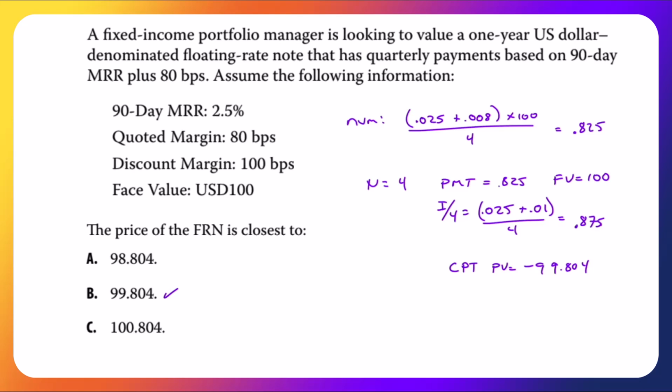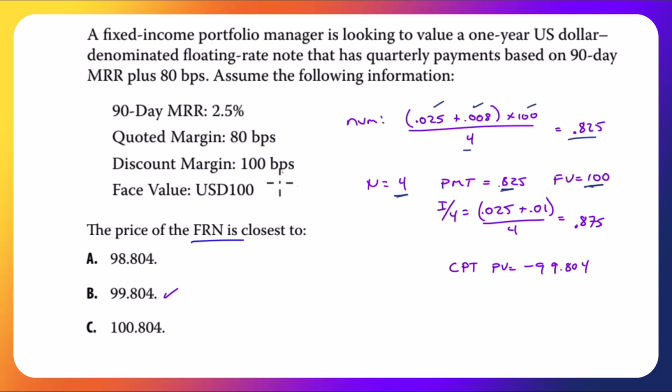All right, we have the same question set up, except this time we're asking for the price of the FRN. So we're going to need our numerator and our denominator. Our numerator is our coupon. We have 2.5 plus 80 basis points times the face value, and since it's quarterly, we divide by 4. Each coupon is 0.825. N equals 4. Payment equals 0.825. Future value equals 100.